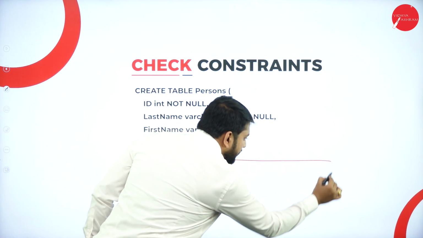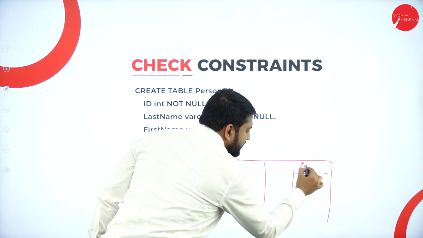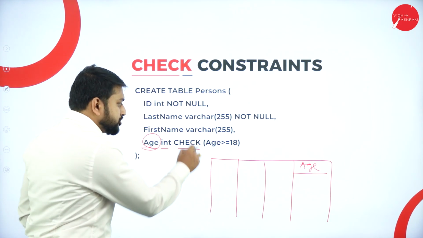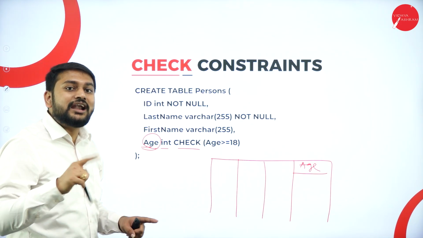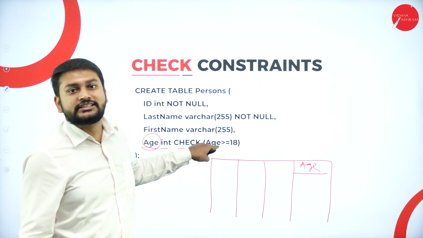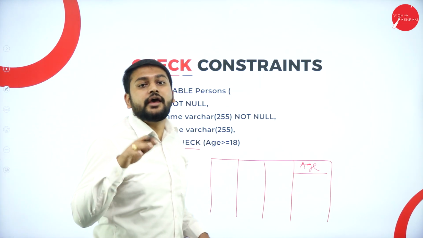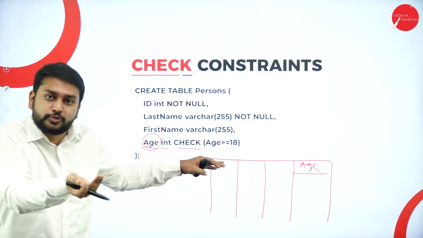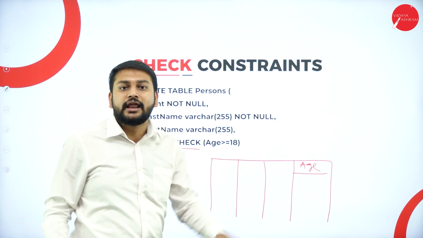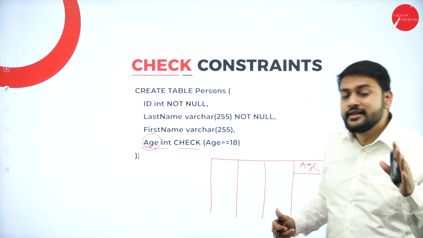What is the meaning of it? Imagine this is my table, okay? First column, second column, third column. This is the fourth column, that is age. Whenever I'm entering the value to this column, it should check whether the value is greater than or equal to 18 or not. If it is not satisfying this condition, I will not be able to enter the value. It will show me an error. If I enter the value which is below 18, it will show me an error. It will not take that data at all. So that is how my check constraint is working.